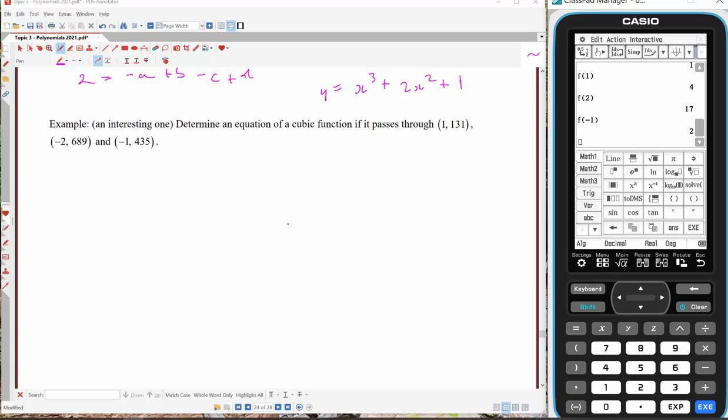Alright, and this one, an interesting discussion point. This one, I pinched this off Ms. Cowan's notes a few years ago. And it's a ripper discussion point here. Determine an equation of a cubic function if it passes through these 3 points here.